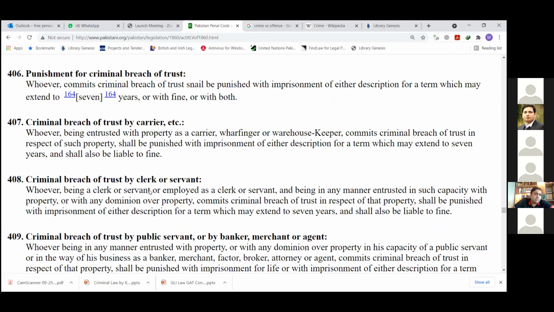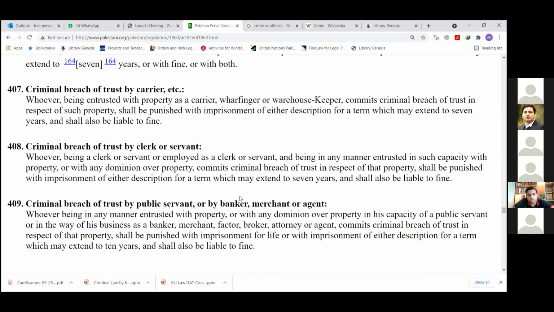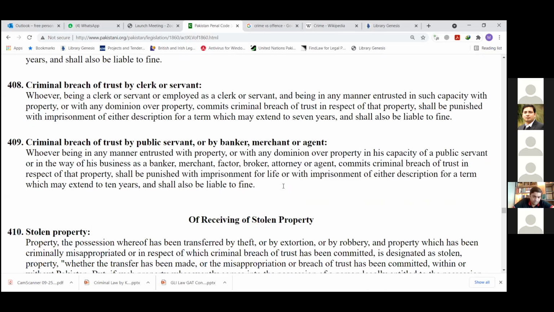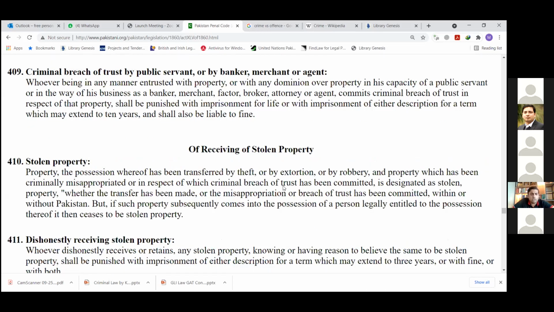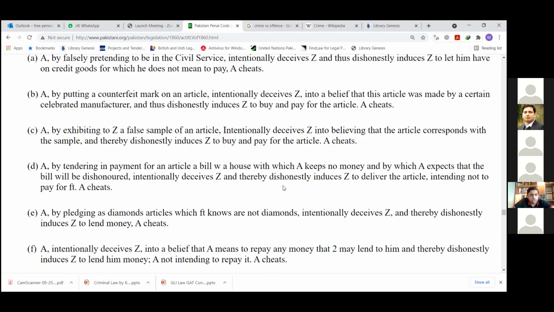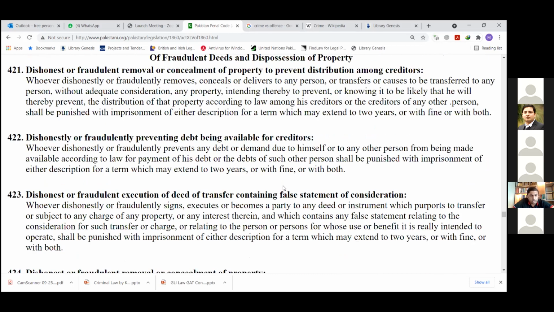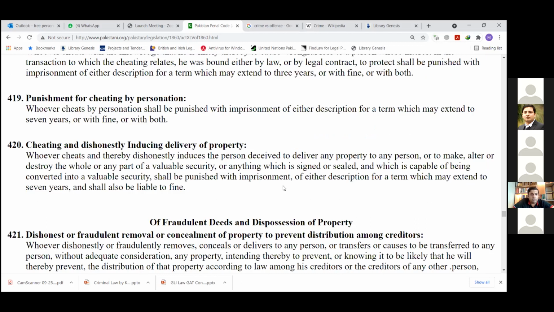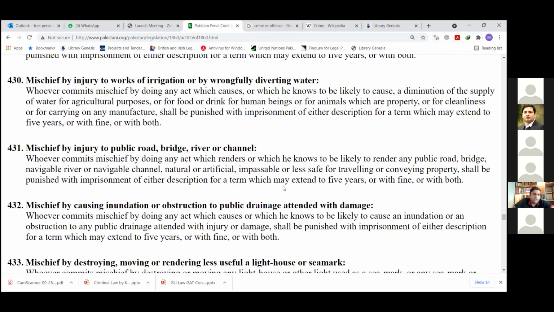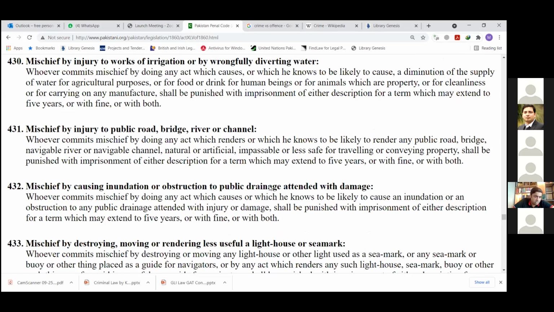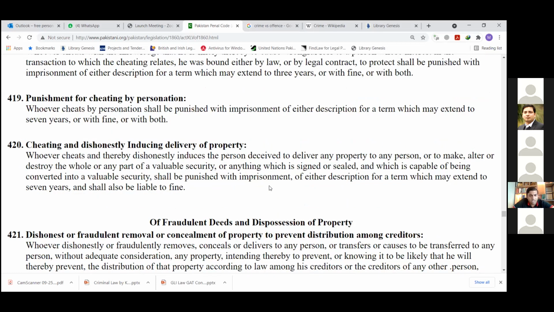Criminal breach of trust by carrier, by clerk or servant, 408, you will come across it in many ways. The punishment for this is 7 years. Then receiving stolen property is also an offense, and then the chapter turns to cheating. Other important sections in this chapter are 420, which is cheating and dishonestly inducing delivery of property.